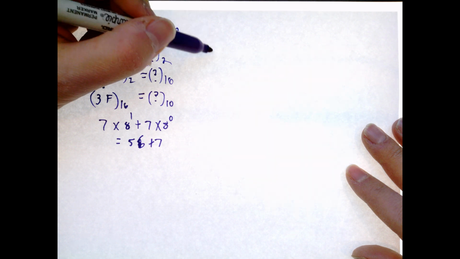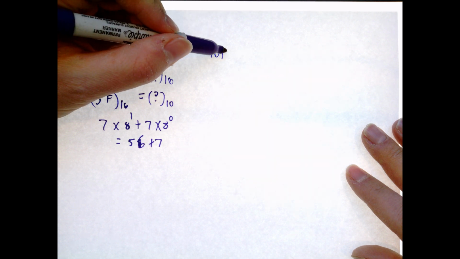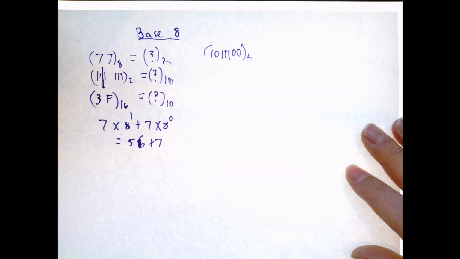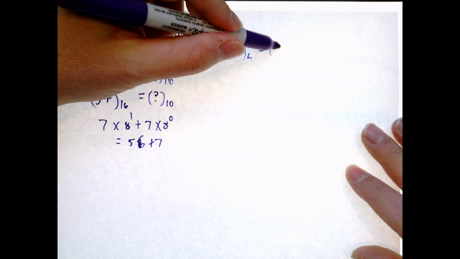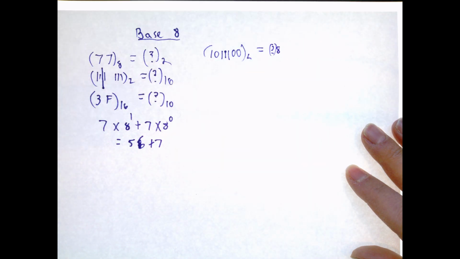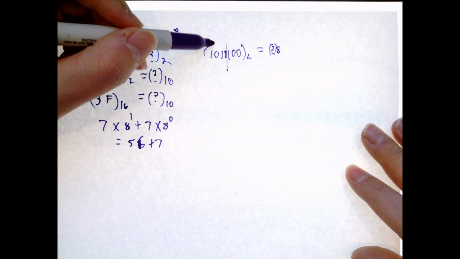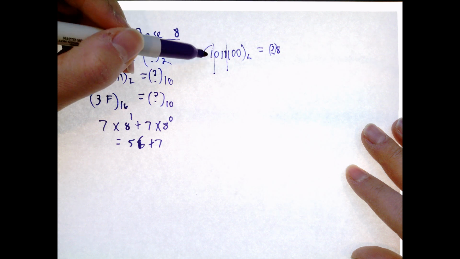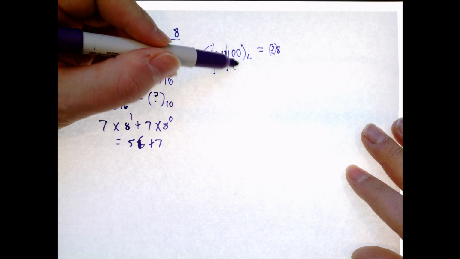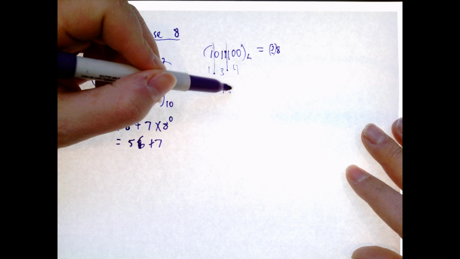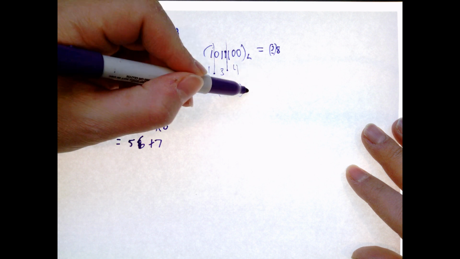We'll start with something like this: 1 0 1 1 1 0 0 base 2. What could that be in base 8? Let's take a moment and think about this. And what do we do? Well, I look at it a different way. I say, well, there's 3 and 3. I group by 3. And now I look at it and I say, that's a 4. And that's a 3. And that's a 1. So the answer must be 1, 3, 4. And that's going to be my base 8 result.